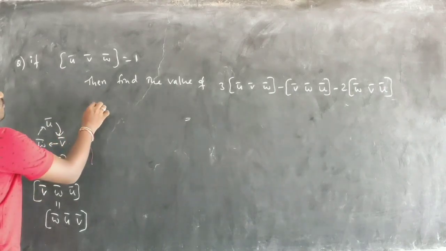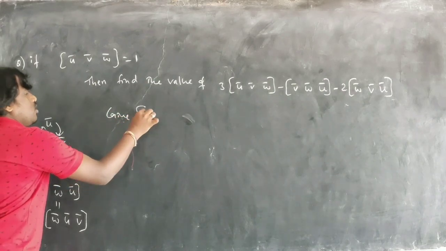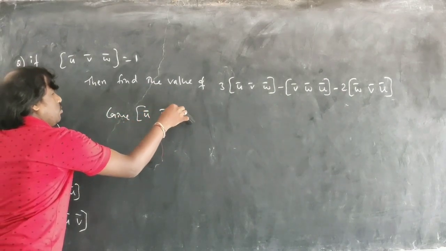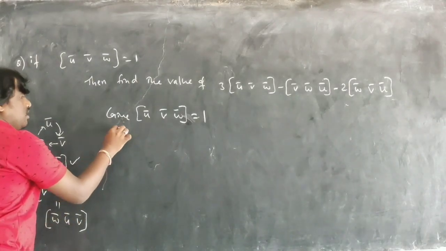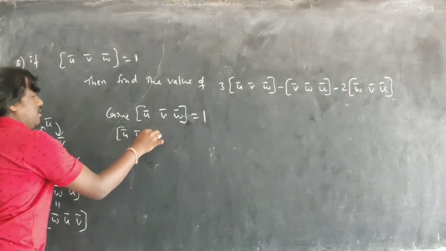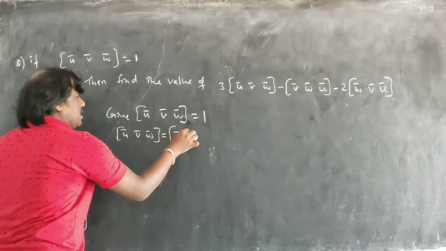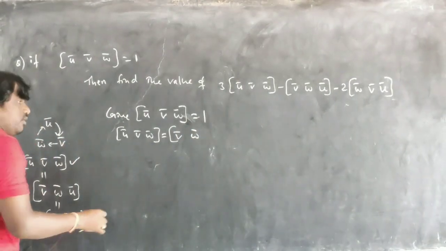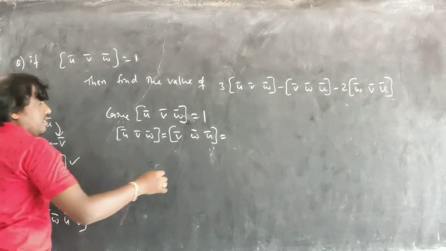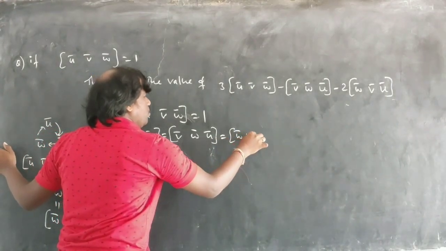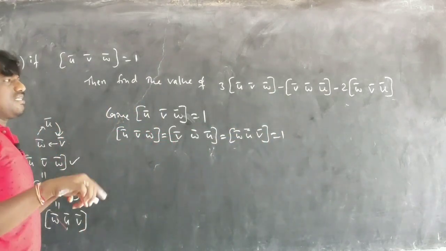We know what is given: box UVW is equal to 1, and we know that UVW is equal to VWU is equal to WUV, and WUV is equal to 1. These are the same, and the rest will get a negative number.